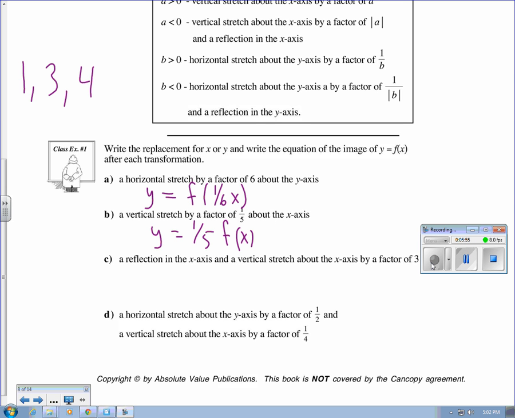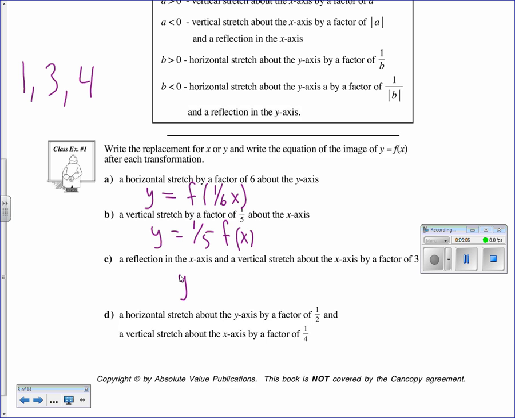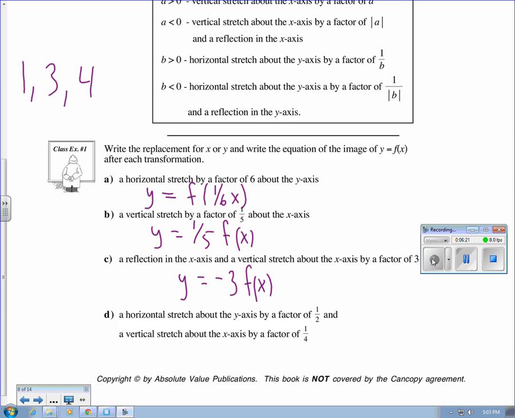So I have two more left here. A vertical stretch about the x-axis and a reflection. So a reflection in the x-axis means my y is going to change. So my y is going to become minus, and I have to have a vertical stretch by a factor of 3. So that's -3 times f(x). The x stays the same. I think I'm liking stretches now.